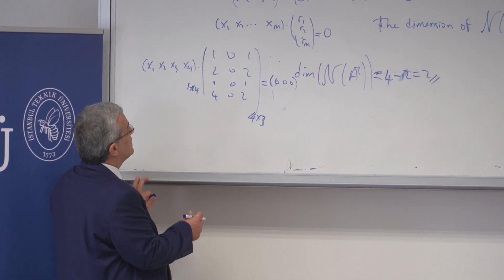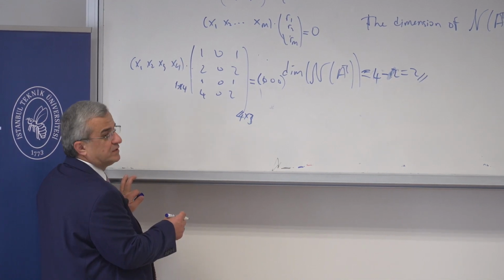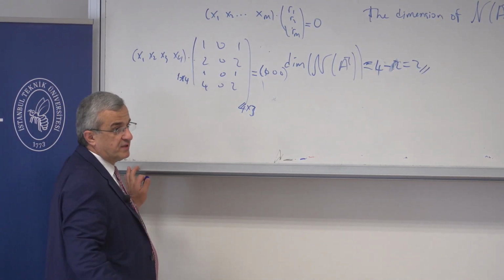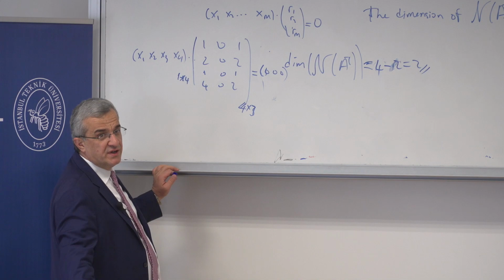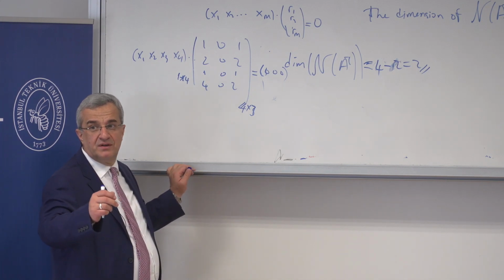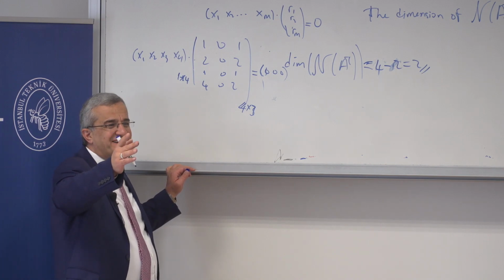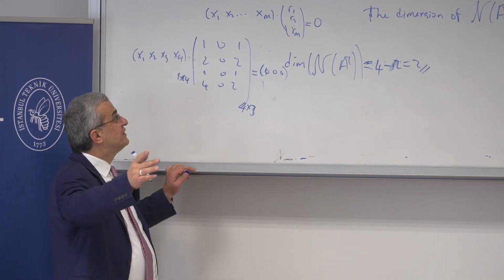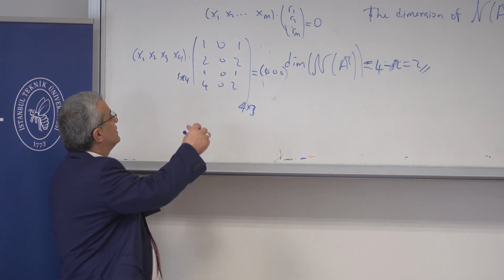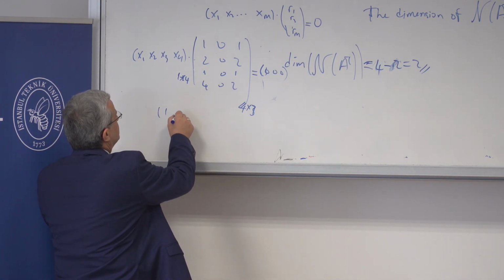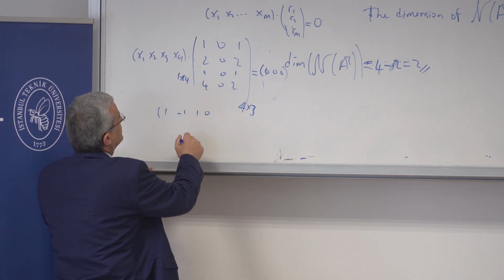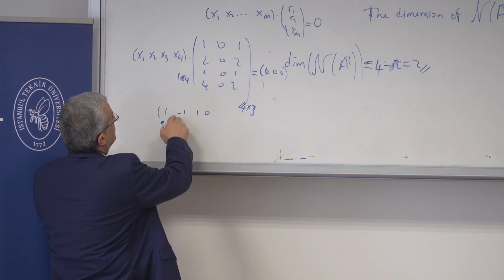0, 1, 0? No. We are multiplying from here. Okay? I don't understand Turkish during the lecture. Okay? 1 minus 1, 1, 0. Okay? 1.